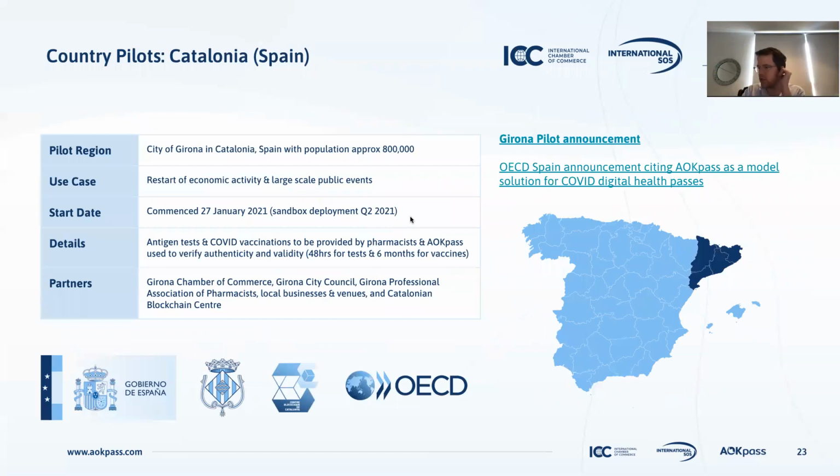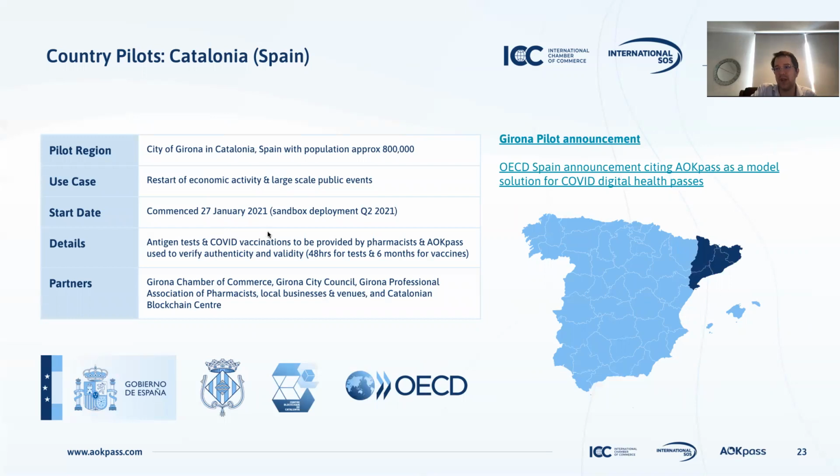So this is a slide that's particularly relevant to this group. This is work we did in the region of Catalan with the city of Girona. They have a population of about 800,000, and they wanted to restart their economic activity. There's no shortage of people who like to have fun in Catalonia. You probably know that if you've been there yourself, plus a bit of good food as well.